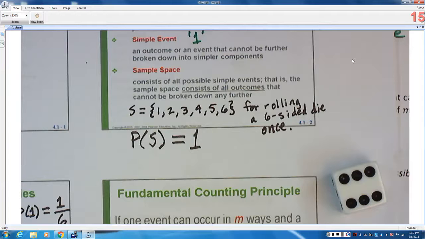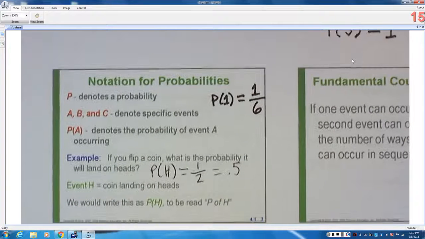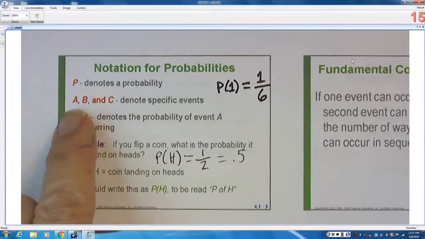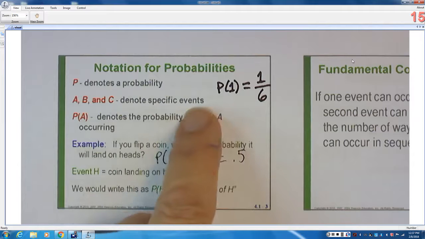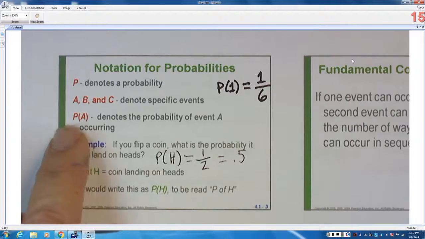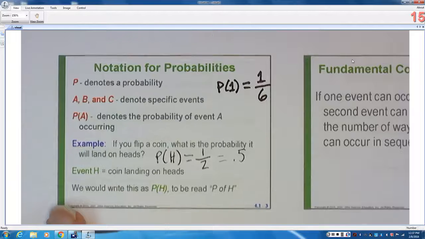We haven't started the notes yet, but okay. Notation for probabilities. Capital P denotes a probability. Some capital letters could denote specific events. I chose capital E for even, because that helps me remember I'm talking about even numbers. Probability of A means the probability of event A occurring. That's our notation for it.